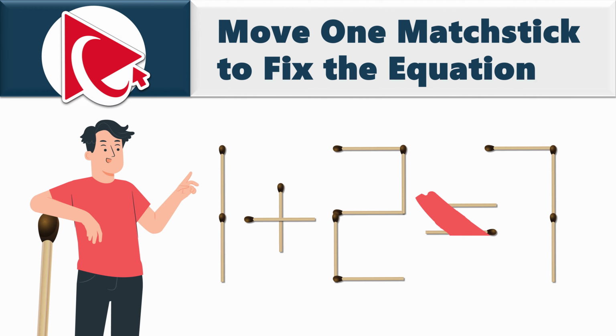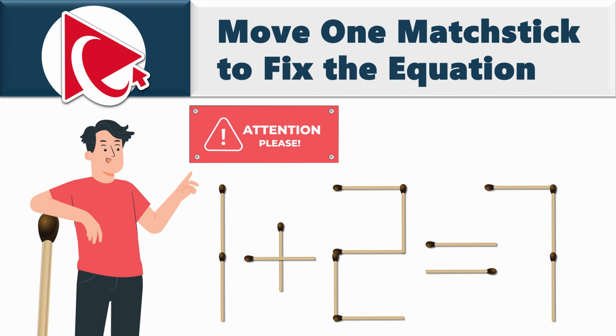You're presented with an equation. This equation is not mathematically correct, but you need to find and move one matchstick to fix this equation. The current equation is 1 plus 2 equals 7. Remember, just one matchstick, and I know you can do it.